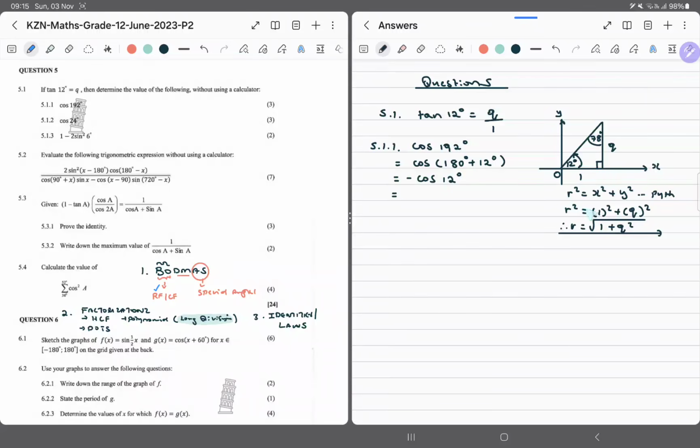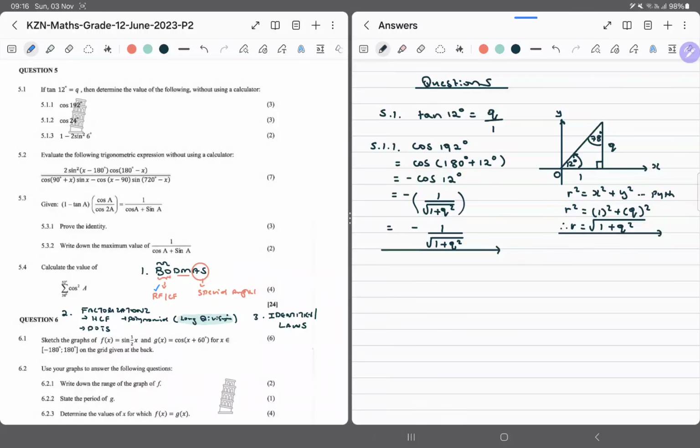which we can then solve by saying this is going to be minus into 1 over the hypotenuse, which becomes the square root of 1 plus q squared, which is equal to minus 1 over the square root of 1 plus q squared.